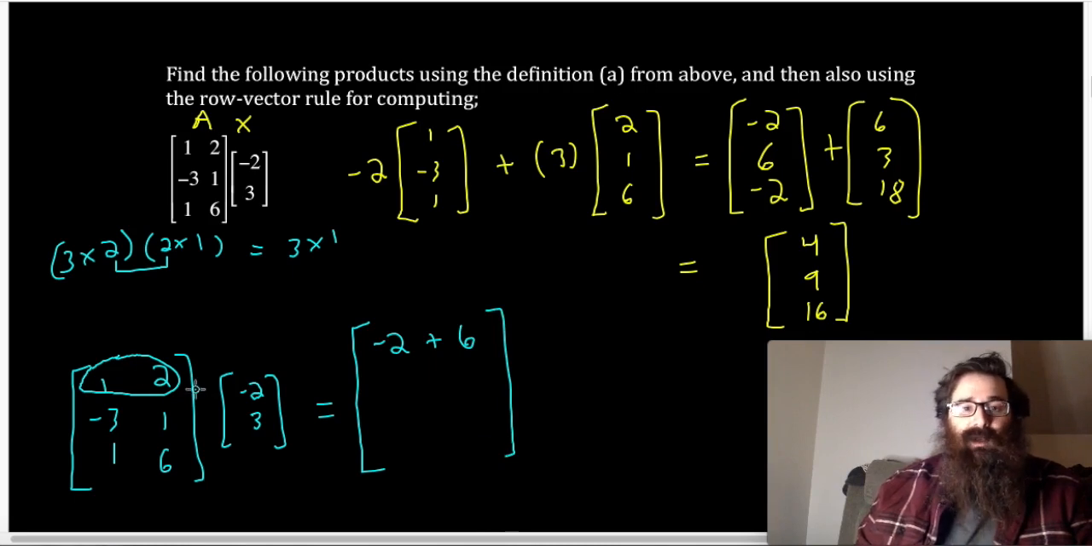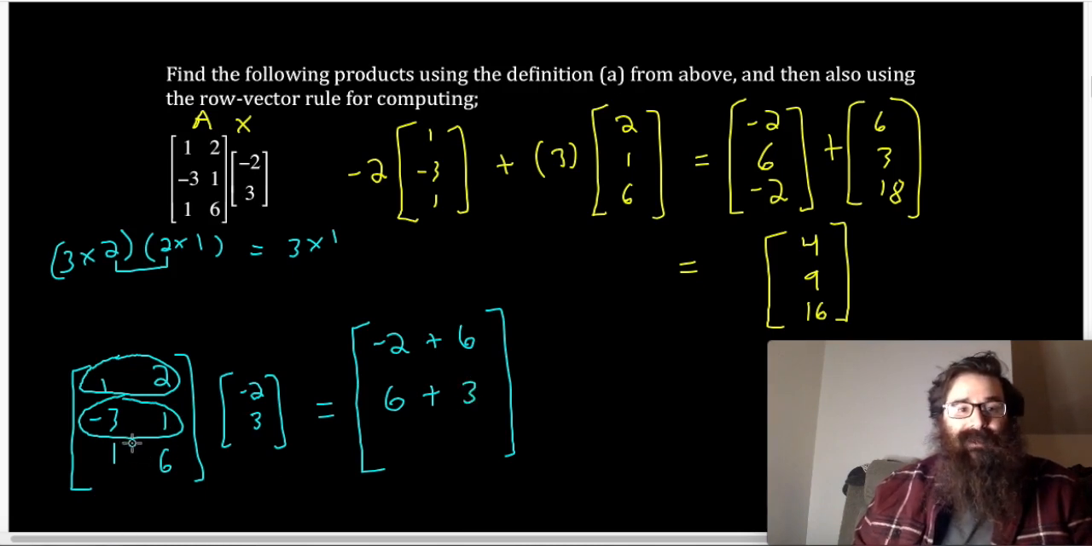And I want to continue this process. So now for the second entry of A times X, I want to go to the second row of matrix A and multiply back through the column. I'm multiplying corresponding entries and I'm adding. So first entry is -3 times -2 gives me +6, plus second entry is 1 times 3 gives me 3.